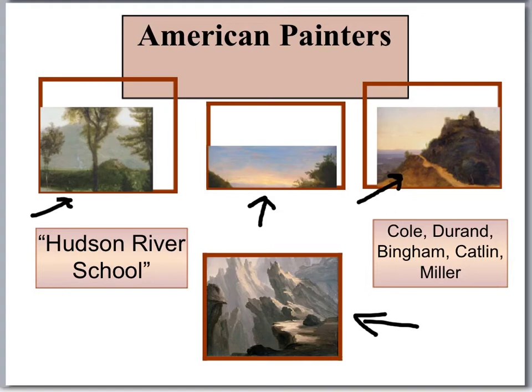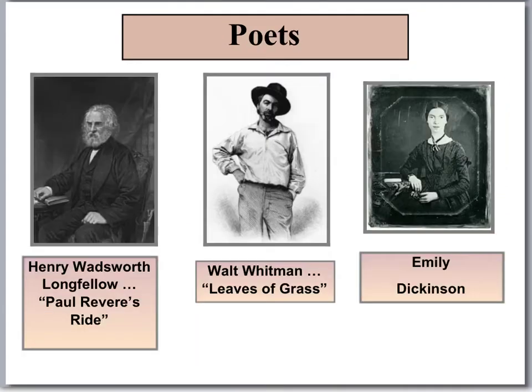You're also going to see this kind of infatuation with the Native American tribes, where now artists are going to travel west. They're going to study the Native Americans, start painting them, what their life was like. They're going to go to the Rockies, start painting scenery of the Rockies and of the American landscape. All right, so you start to see this blossoming of American painters during this time.